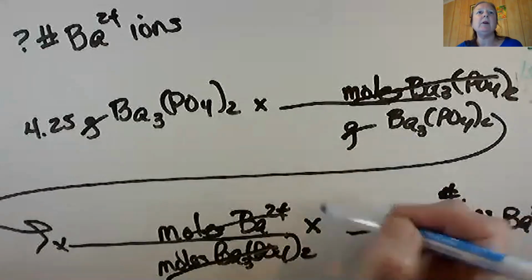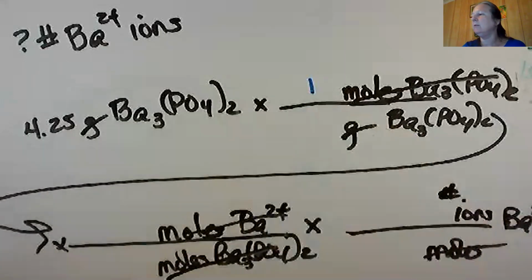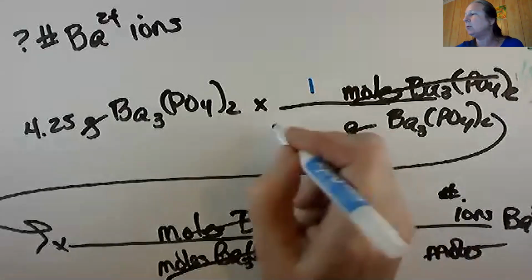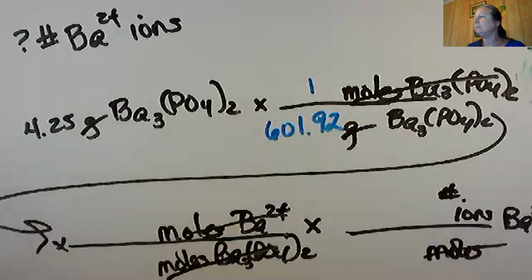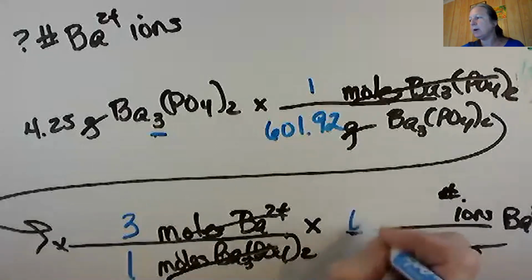So barium phosphate, and I'm just going to use the slide. If you add up all of those atoms in there, in fact, I would recommend that you go practice this and make sure you can come up with the correct molar mass of barium phosphate. That's a good one to practice because it's so big. And you end up with 601.92. And then over here, for every 1 mole of barium phosphate, how many barium ions do I have? I have 3, right? There's that subscript. That's what it tells me. So that goes here. And then for every 1 mole of barium ions, I have Avogadro's number.